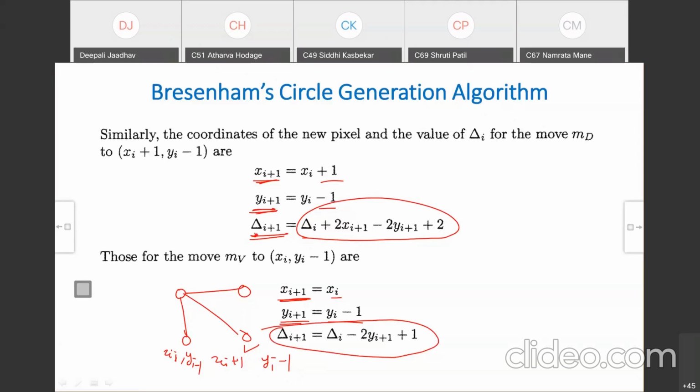Now check whether this delta i plus 1 is greater than 0, less than 0 or equal to 0. Then again choose the next horizontal, vertical or diagonal. Again calculate delta i plus 1, check whether it is less than 0 or greater than 0. According to that, choose horizontal, diagonal or vertical point. So in this way, one by one it is calculated, and when x becomes r and y becomes 0, it stops there. So one by one it is increased in this way.